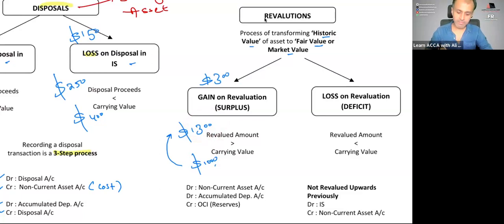To bring this market value to my books, the process of valuation will be carried out, which will take the value of the asset up to 1,300 by recording the gain of 300, which is called the revaluation gain, or maybe the surplus.